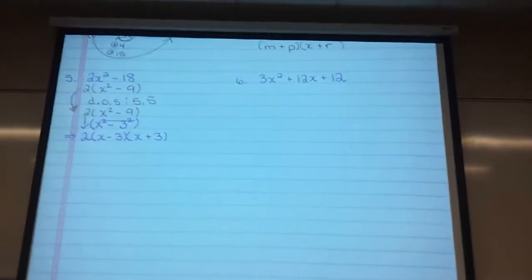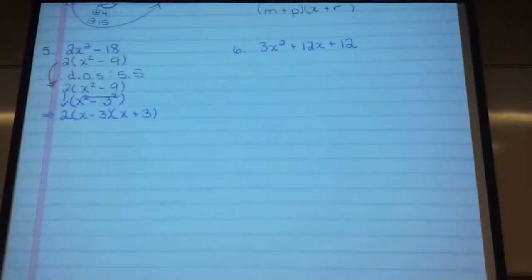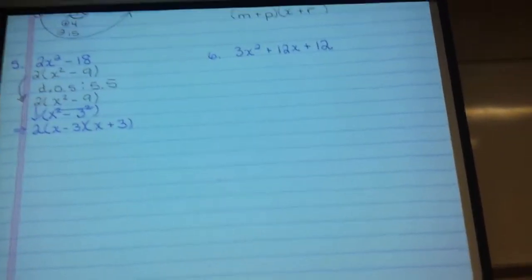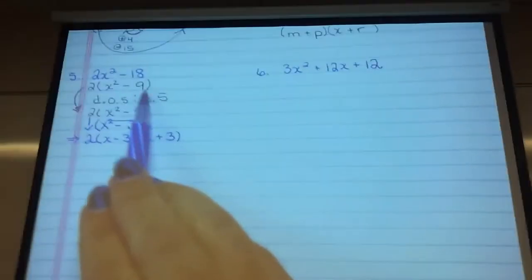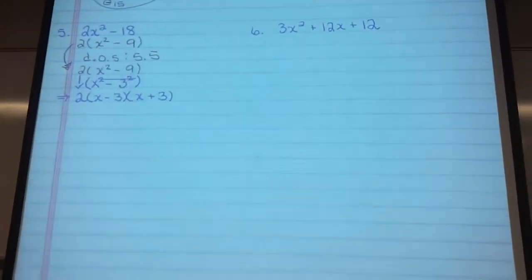So all I did was take a 2 out, and then I did the difference of squares. And I knew I could do difference of squares because there were 2 terms here in the parentheses. There was a subtraction sign, and I could write them both as squares.